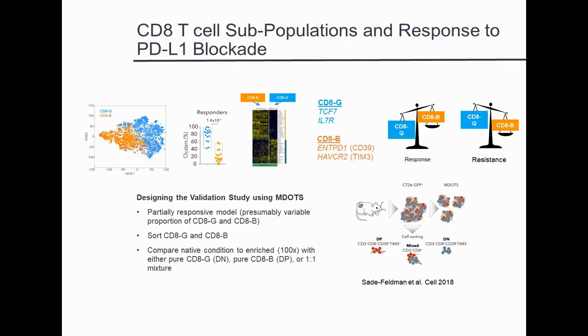So in designing this validation study, we wanted to pick a model system that was partially responsive, but not fully responsive. And we needed to be able to characterize that we had both the CD8 good guys and the CD8 bad guys. Again, the effector memory type versus the severely dysfunctional exhausted type, sort them out, and then be able to enrich in the microfluidic device, either with pure populations or mixed populations.